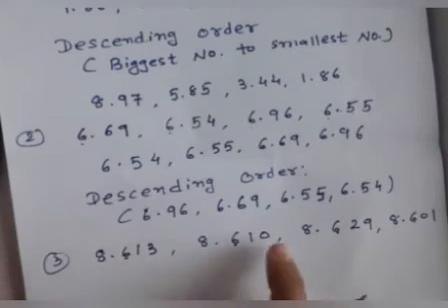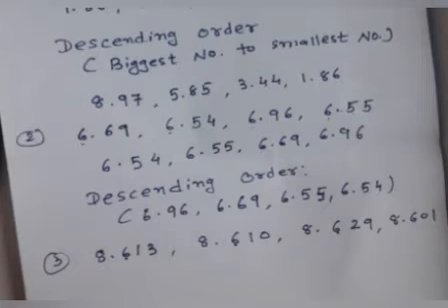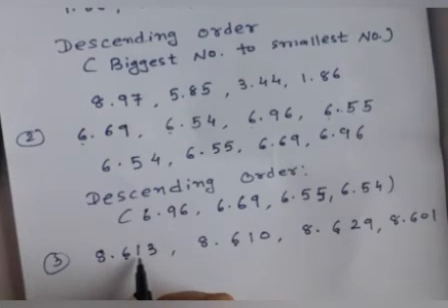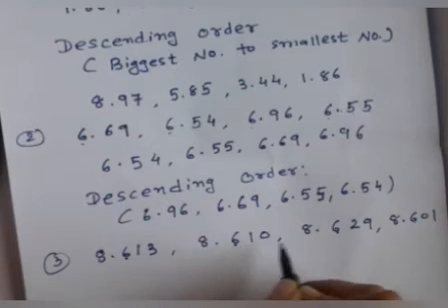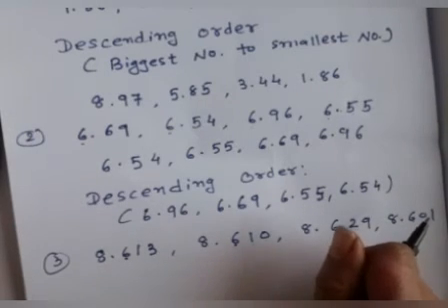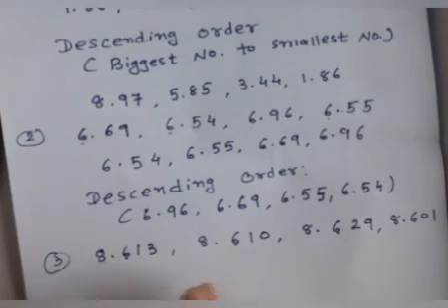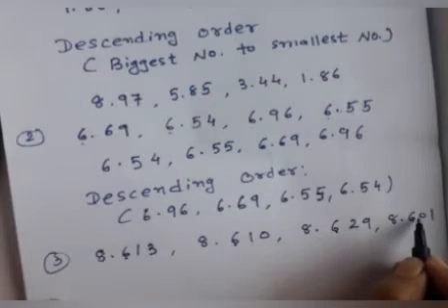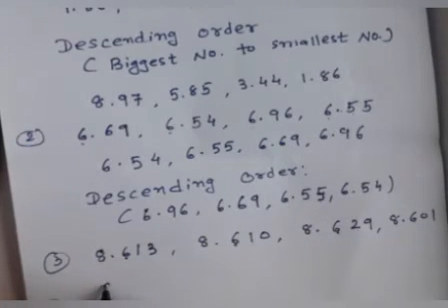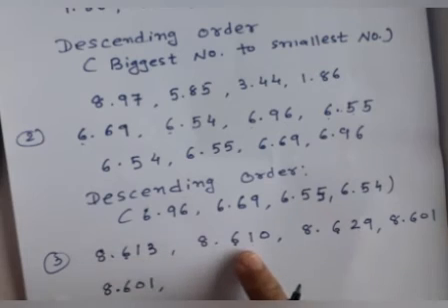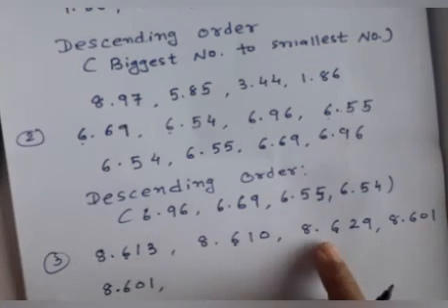If these tens values are equal, then we will move on to the hundreds place value, that is 1, 1, 2 and 0. Hundreds place value we will consider, ignoring the other values. Okay. So which is the smallest number among these numbers? 8.601, then 8.613, 8.610 or 8.629.